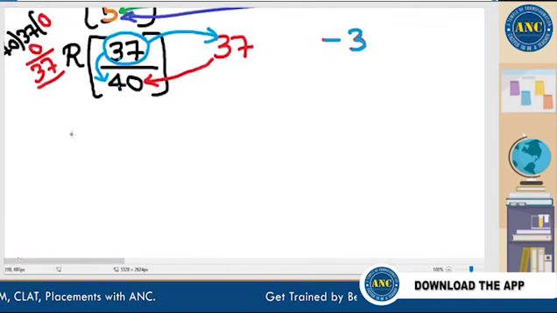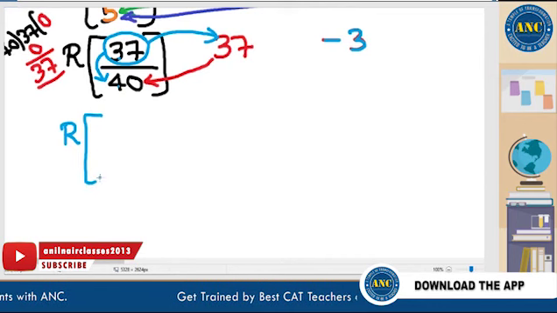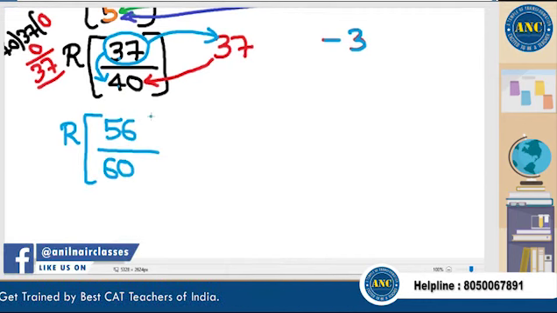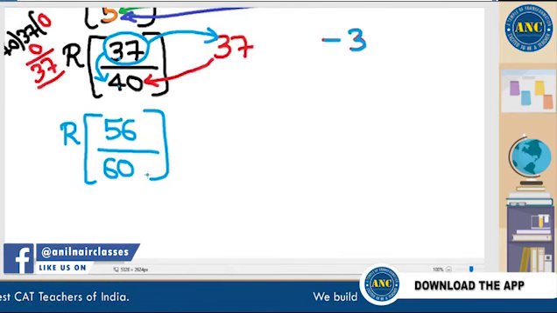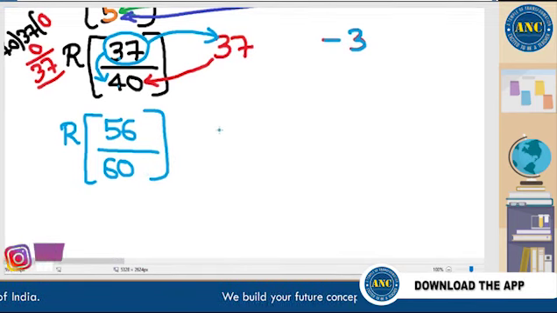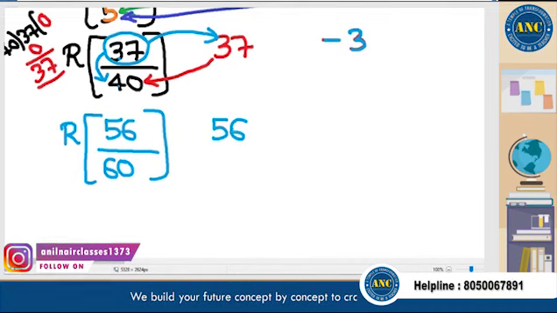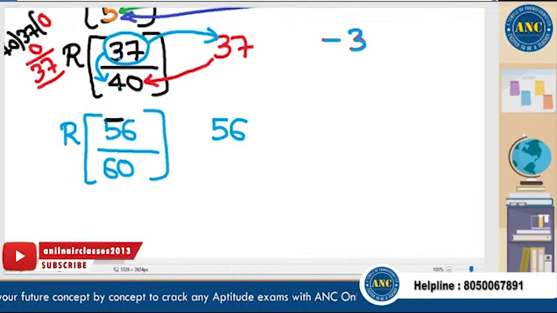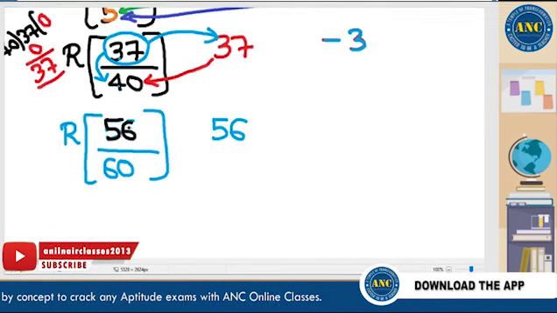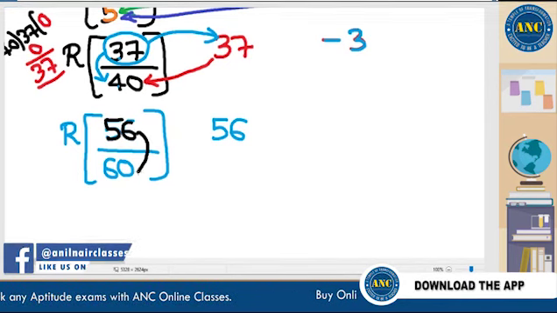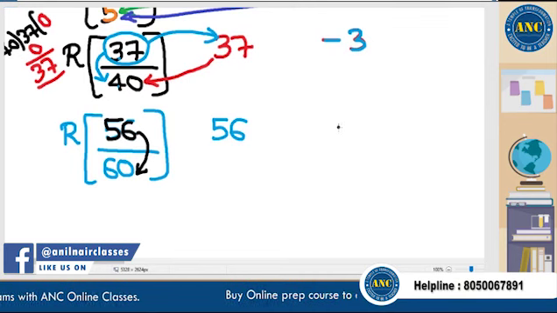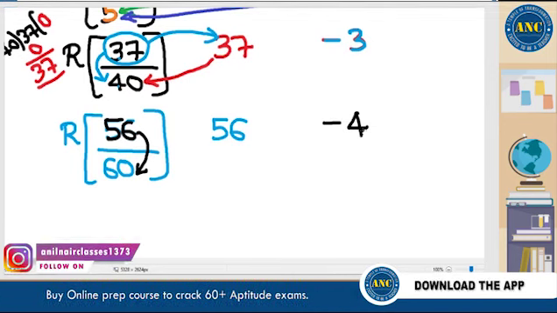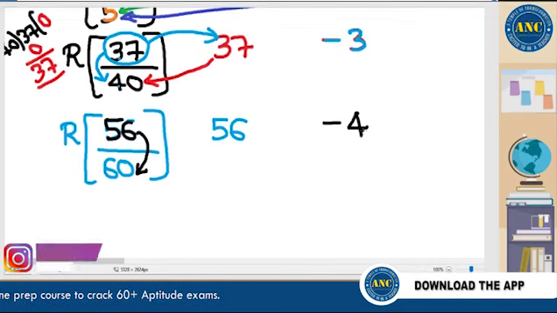Tell me the answer for this. I am sure you can tell me the answer without using a pen. Remainder when 56 is divided by 60. What should be the positive remainder? Numerator itself is the positive remainder, which is 56. Whenever numerator is smaller than the denominator, negative remainder is nothing but numerator minus denominator. 56 minus 60 is how much? Minus 4. I hope everyone is very clear with whatever I have discussed till now.